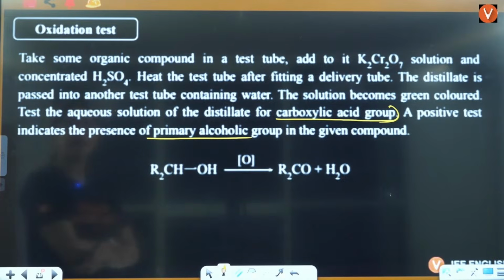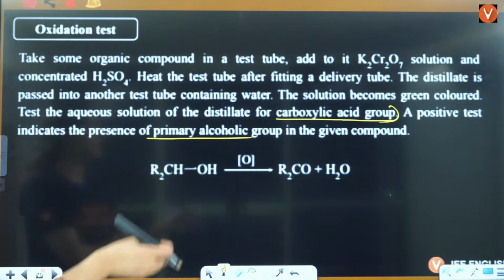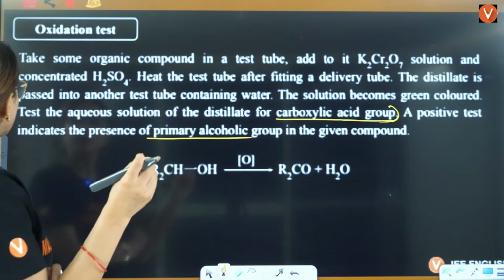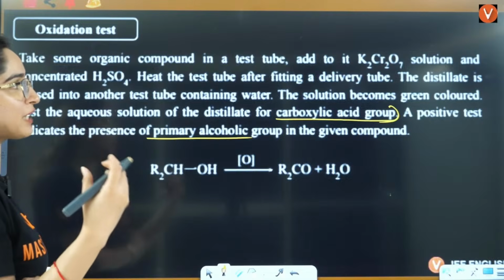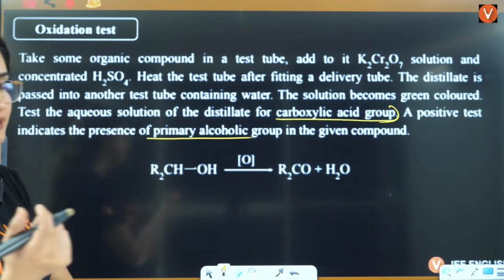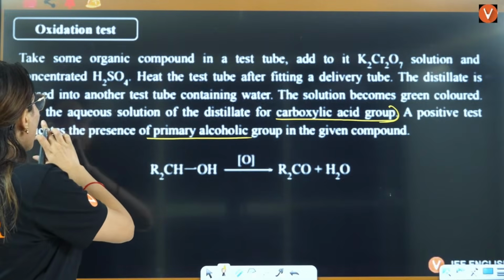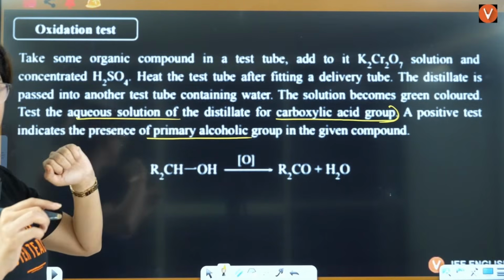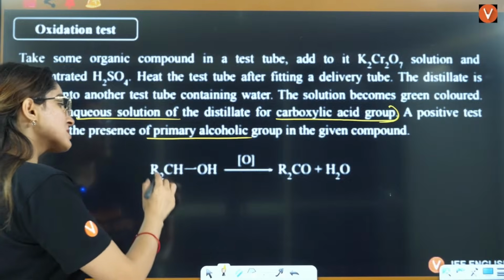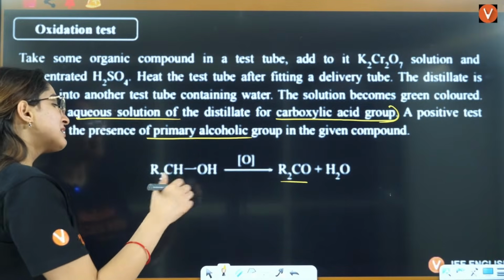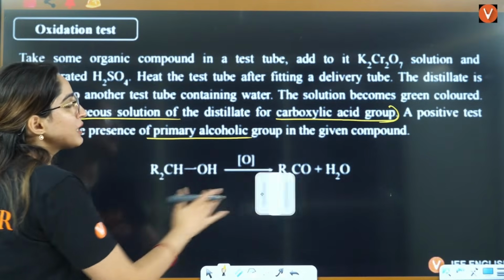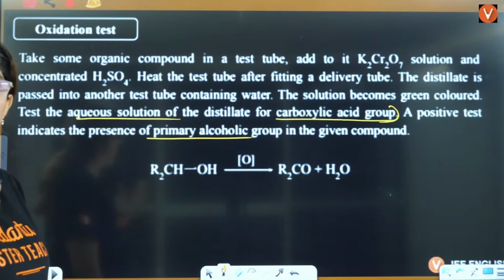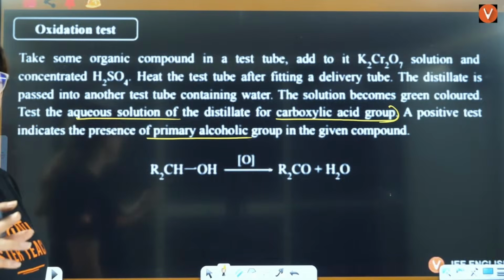That means they are saying that firstly you add acid, then you heat the test tube, right? Then the distillate will be passed into another test tube containing water, you will dilute it. The solution becomes green. After the solution becomes green, you test it for the carboxylic acid group, right? This means that if this is converted to carboxylic acid group, then you had primary alcohol, right? Okay. If you have the presence of ketone, that means there was 2 degree alcohol, right?